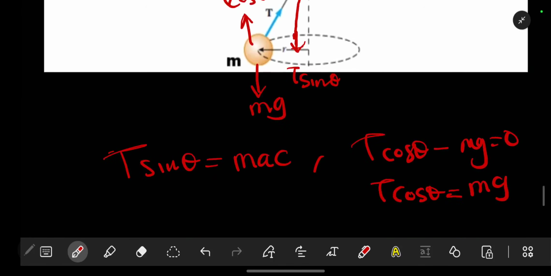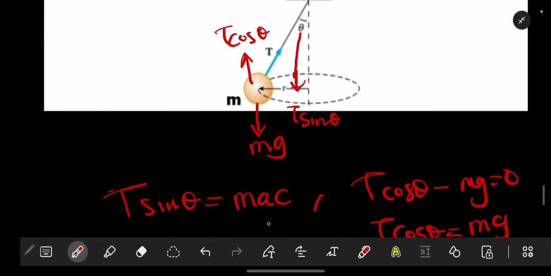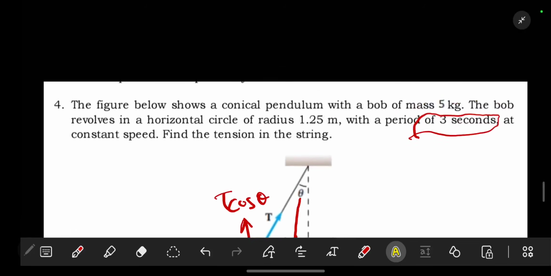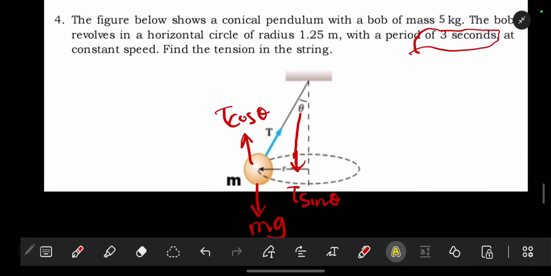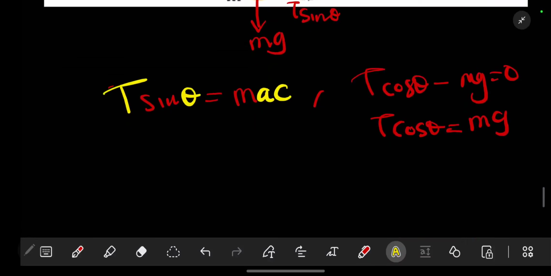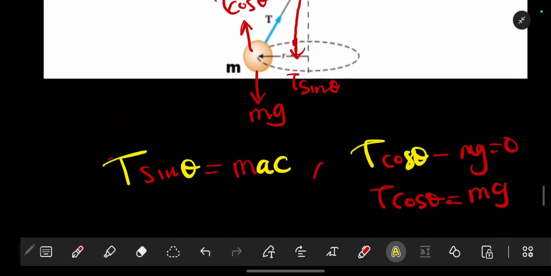Now look at the amount of information they have given you. They want the tension. You don't have the centripetal acceleration. You don't have the angle. Are we given the angle? Even the angle, you don't have the angle. Then also here, you don't have the tension, you don't have the angle. So that means you cannot use it directly. So what are we going to do?